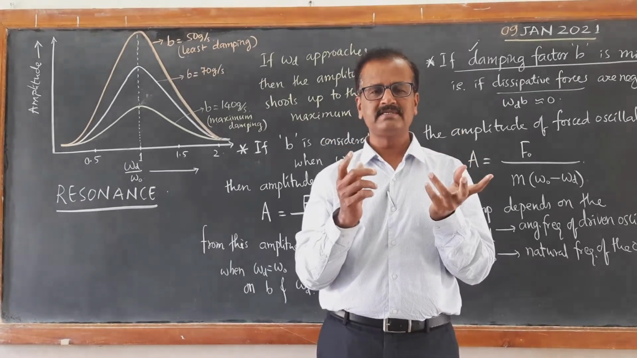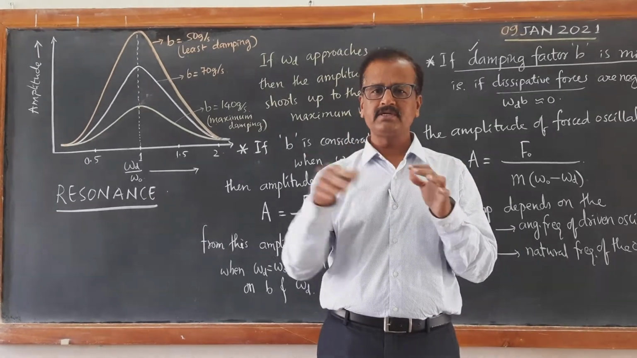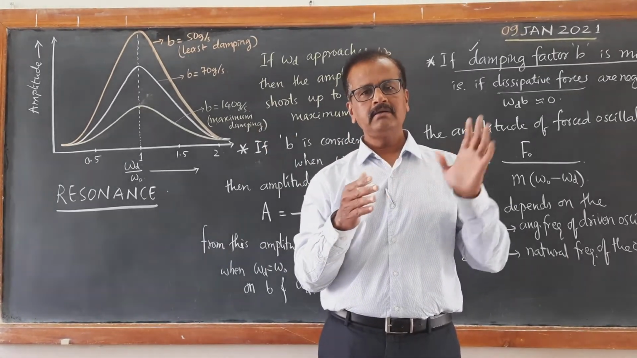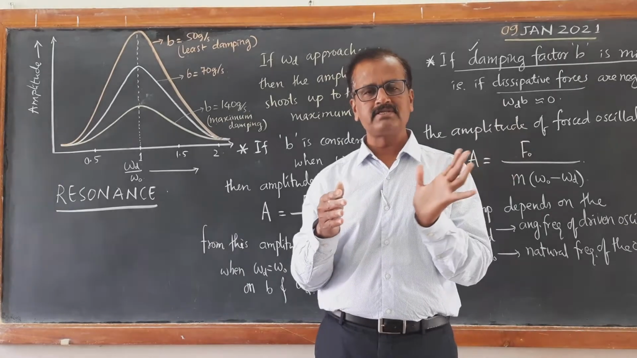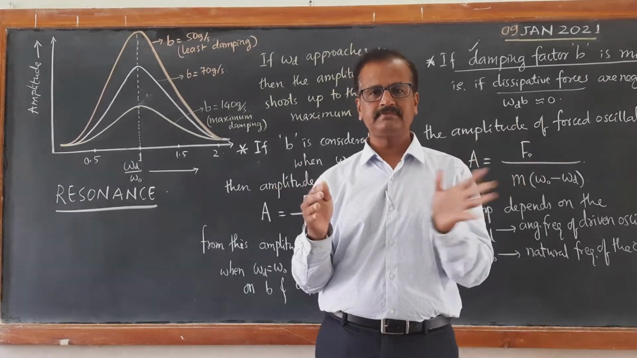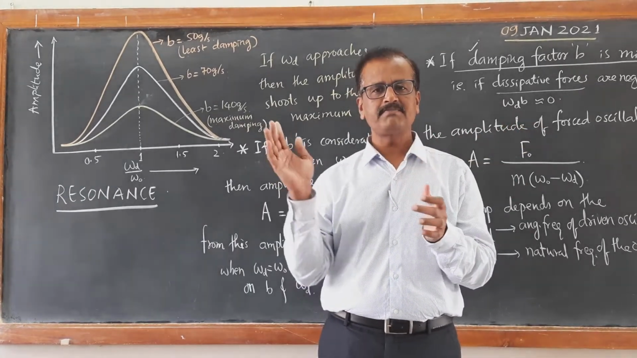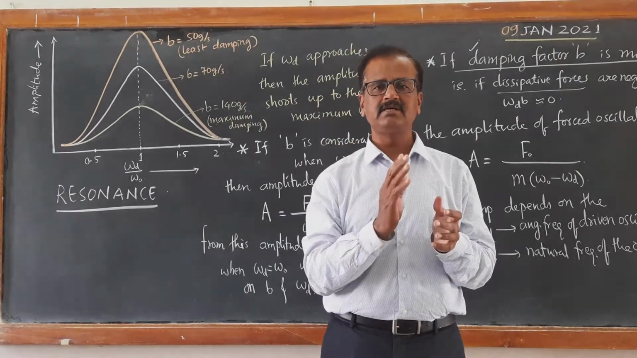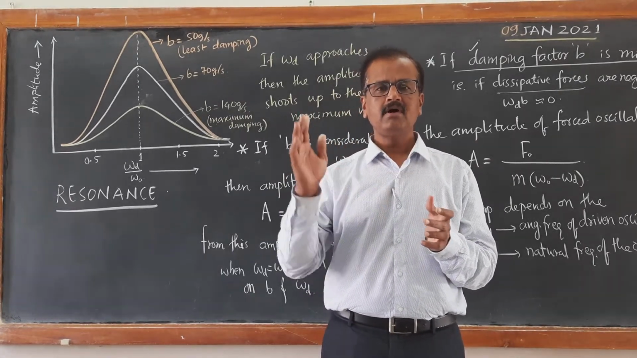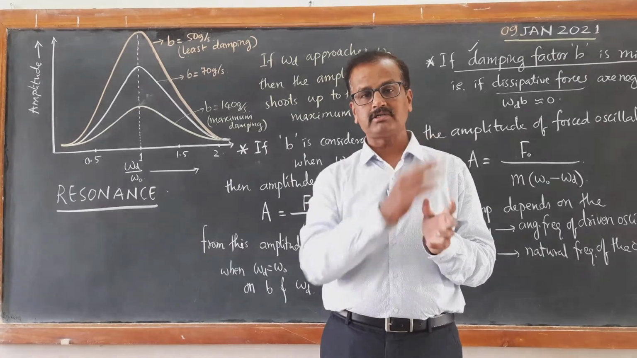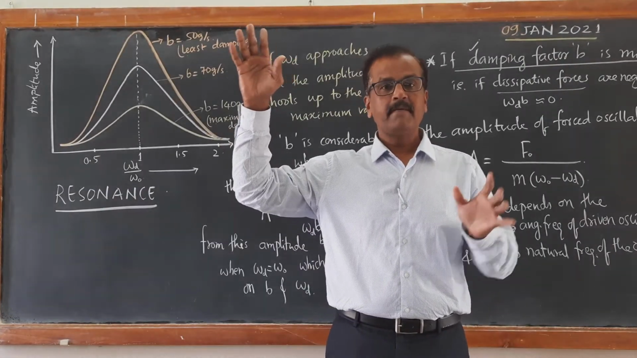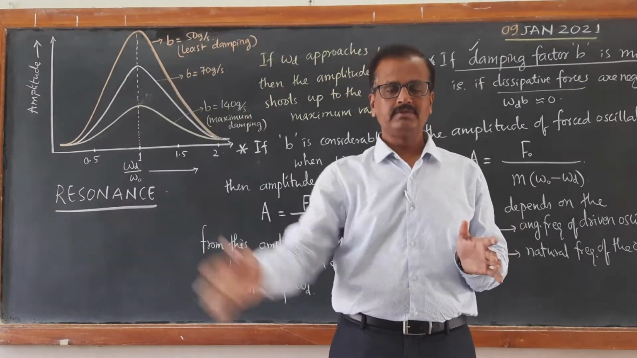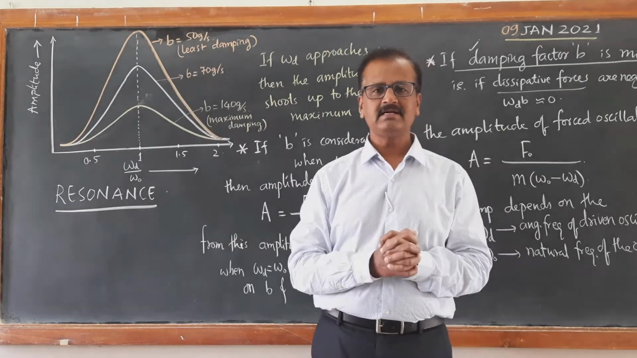What are the two frequencies here? The natural frequency of the oscillator and the angular frequency of the external periodic force. When the angular frequency of the external periodic force becomes just equal to the natural frequency of the oscillator, then the oscillator possesses maximum amplitude. This phenomenon is called resonance.